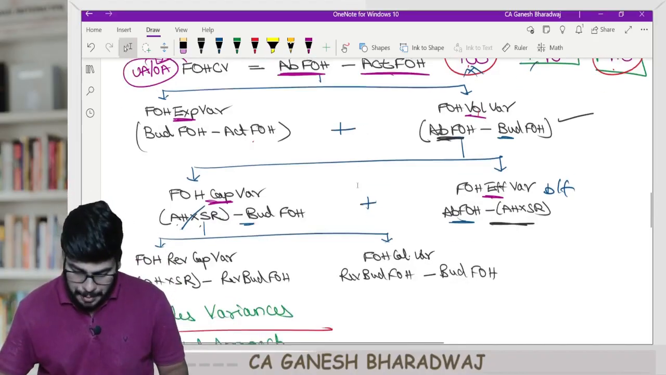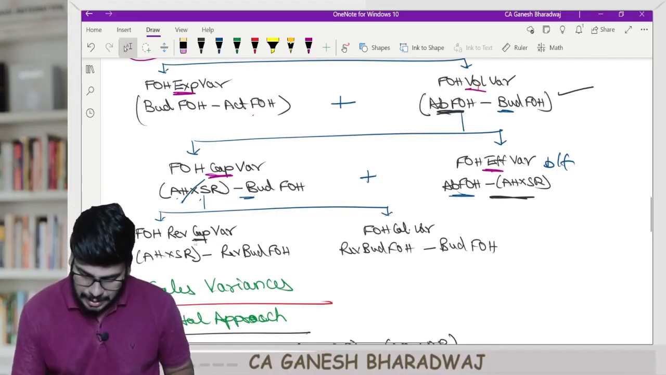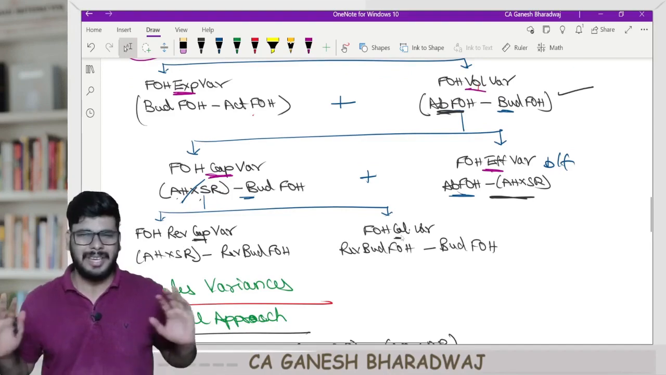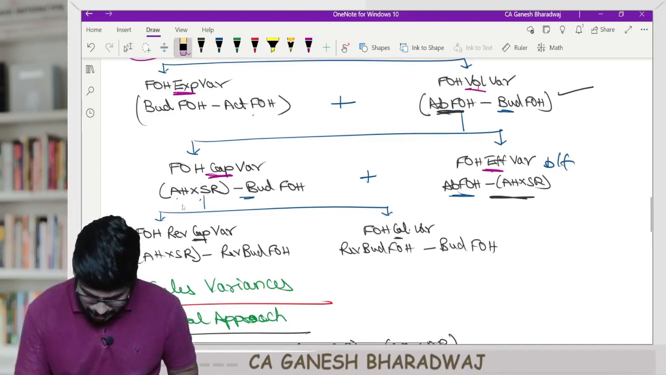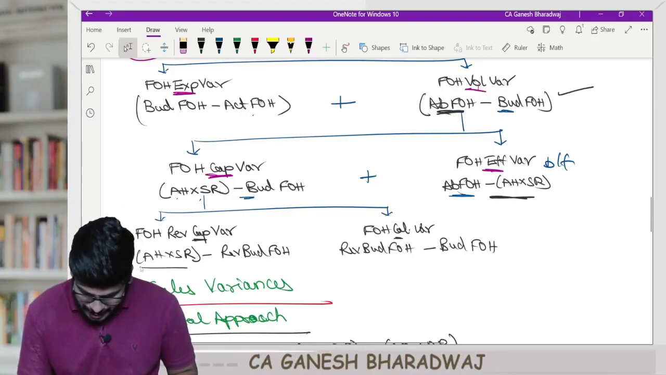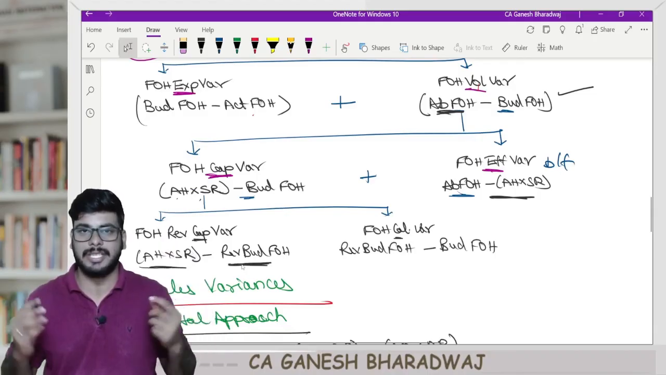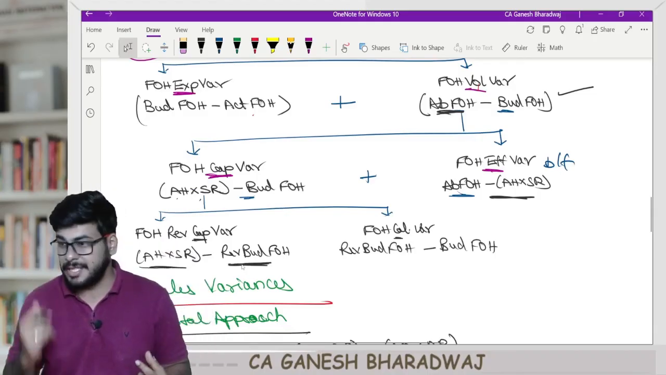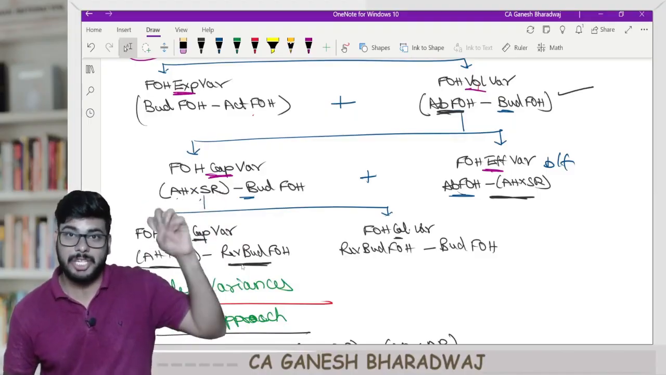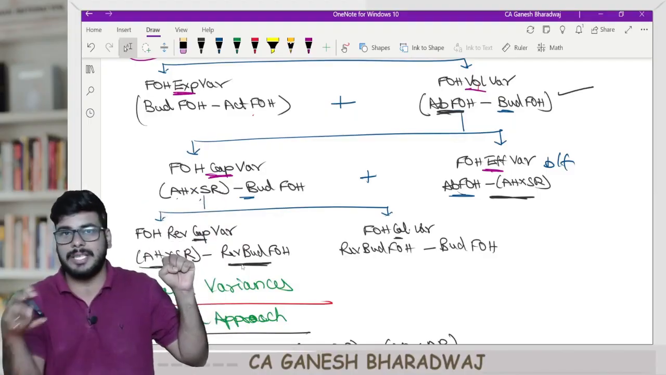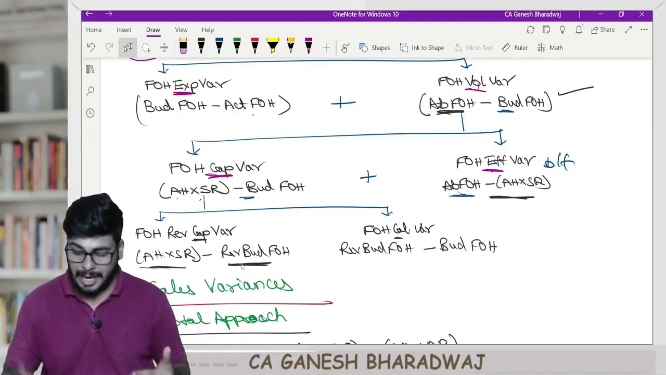Now it doesn't stop here. The capacity variance is further classified into two: the revised capacity variance and calendar variance. It is just one small tinkering. It's going to be AH into SR minus revised budgeted fixed overheads. When do we use this? When the number of days in the budget data and the number of days in the actual data are different, we use this concept of calendar variance.